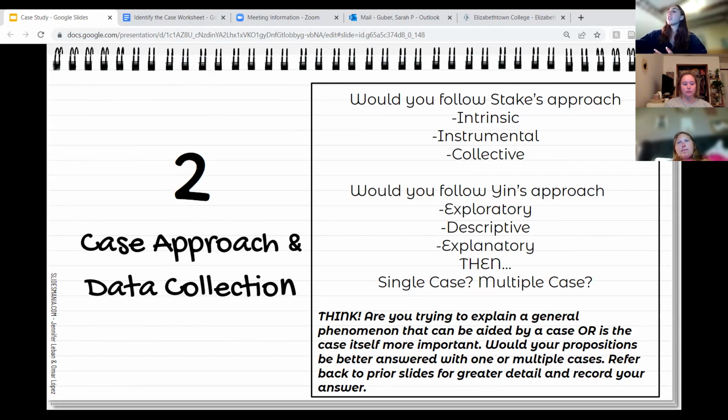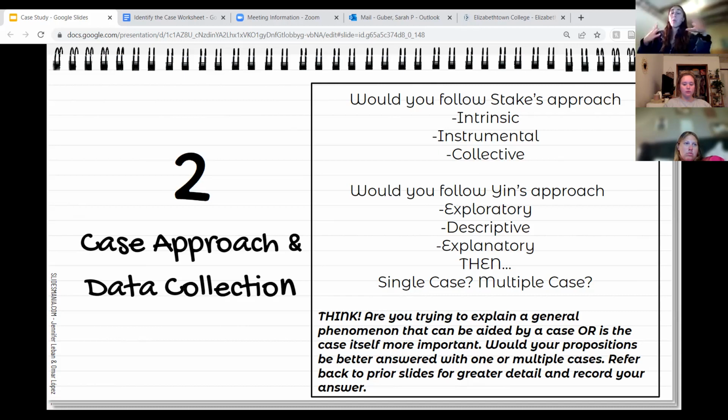If you're having a little bit of trouble conceptualizing this, the worksheet has a little definition next to each of those approaches, so it can help you think through. But really think, are you trying to explain a general phenomenon that can be aided by a case? Is this a beginning step? Are you looking at a big picture? Is it an ambiguous question? Or is the case itself really important? Maybe you are looking at how to create an inclusive playground, or you are looking at a specific OT student and how they use a splinting tree? Would your propositions be better answered with one case, or with multiple cases?